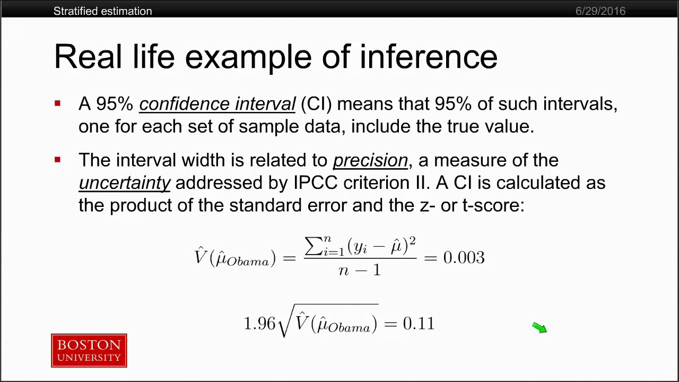We get a variance. We can take the square root of the variance to get the standard error. We multiply with a z-score that corresponds to this 95% confidence level, and we get a confidence interval. I should have put in a plus minus sign here, but I didn't do that. So here is our confidence interval. So now we have an unbiased estimate of the number of votes for Obama, plus minus a confidence interval.